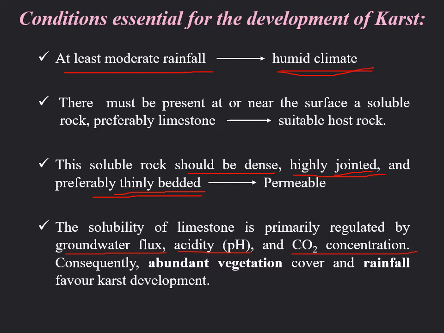So these pollutant gases like carbon dioxide, their concentration in the atmosphere or also in soil, play a vital role in how much acid solution will form. And for that, abundant vegetation cover and rainfall is very important.